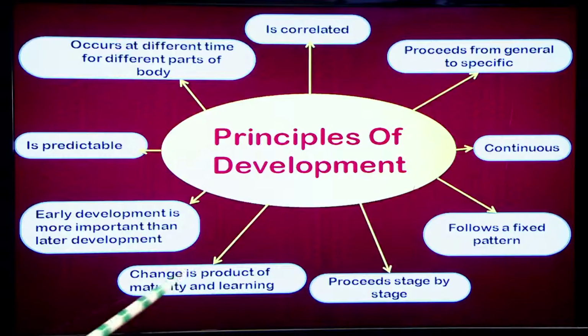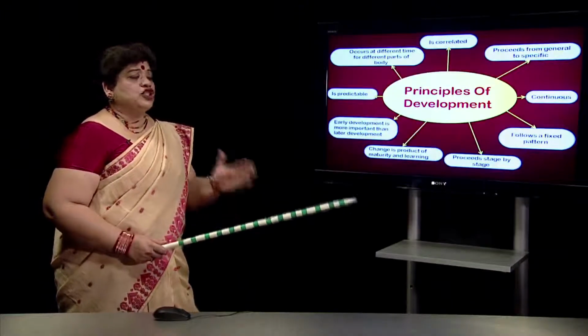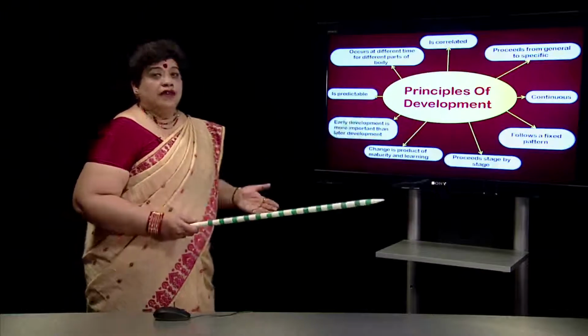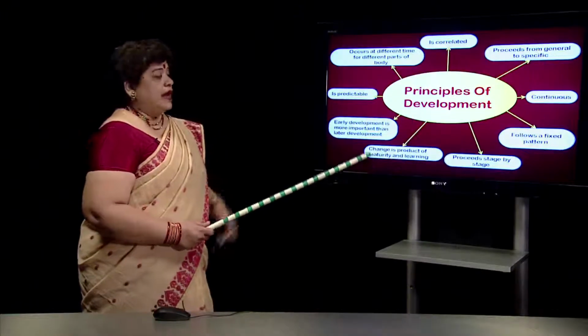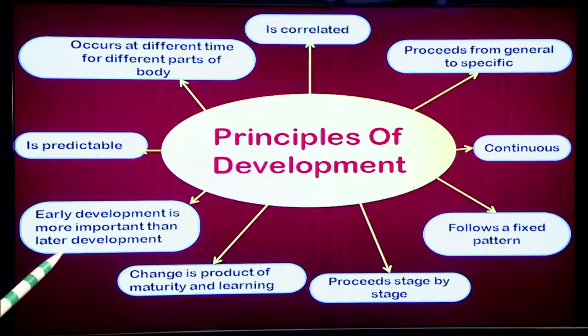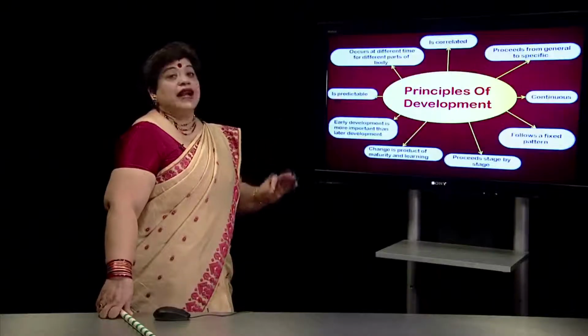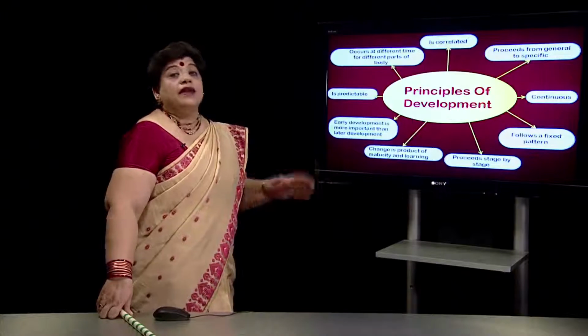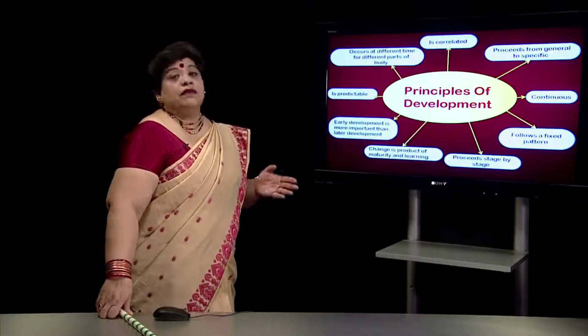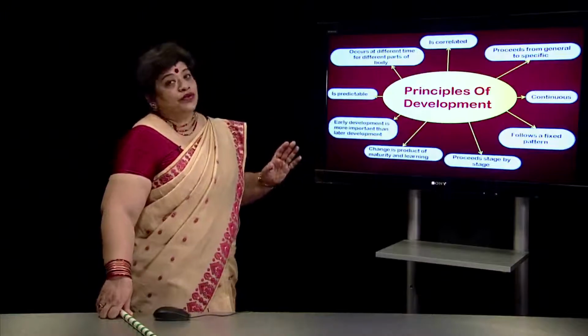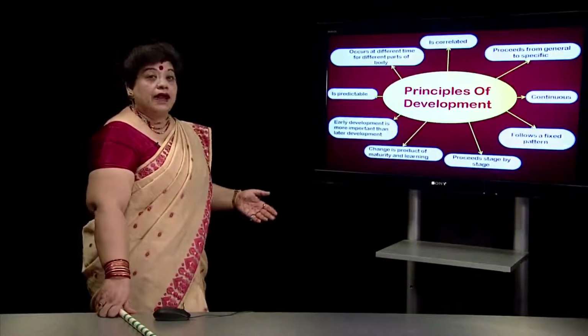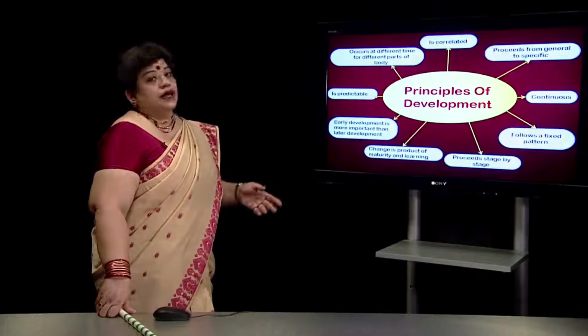Development, the change, is product of maturity and learning. We have discussed earlier that there has to be maturation and learning. Only when the child is ready and mature, bodily mature, and if learning environment is provided, then the development will happen. Early development is more important than later development. We all know that maximum development takes place in the age group of 0 to 5 years. And if the child has been given adequate environment, adequate learning opportunity, then maximum development can be achieved from 0 to 5 years. Next phase when the development again happens at a very rapid rate is during adolescence.